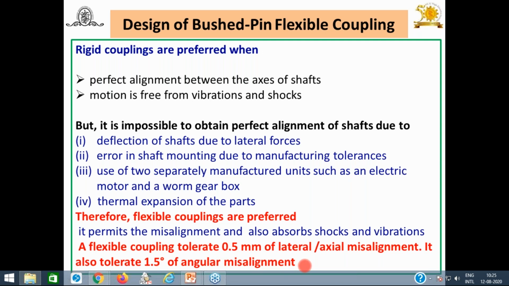That means if the axes of the driving and driven shaft have a 1.5 degree inclination and they are not coaxial, even then it can tolerate it. So these misalignments are permitted in case of flexible coupling. This is about the bush pin type.